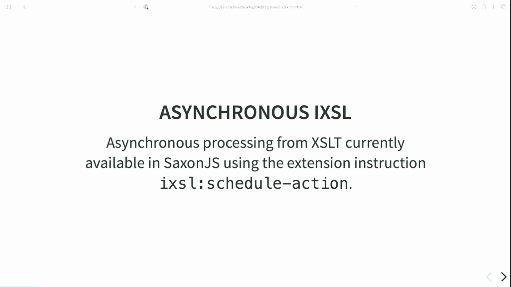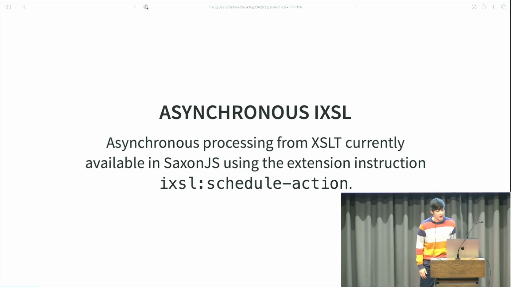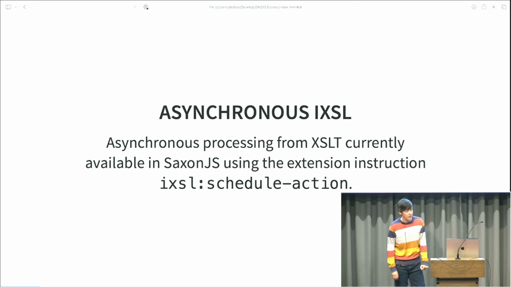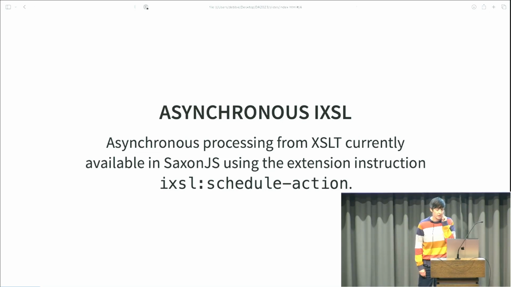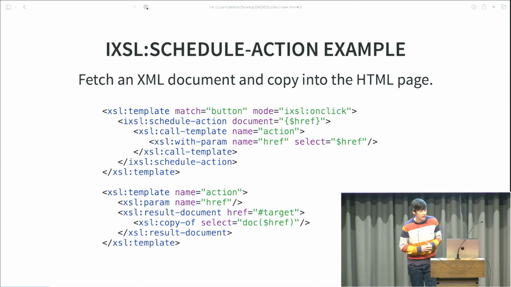Okay, so asynchronous IXSL, and I've not really said, so IXSL is interactive XSLT. It's just the form of extensions that we use in SaxonJS, or the namespace that we use for those. So the way that we currently provide that mechanism in SaxonJS as it is at the moment is via an instruction called IXSL schedule action. And let's dive straight into an example and see what that looks like.